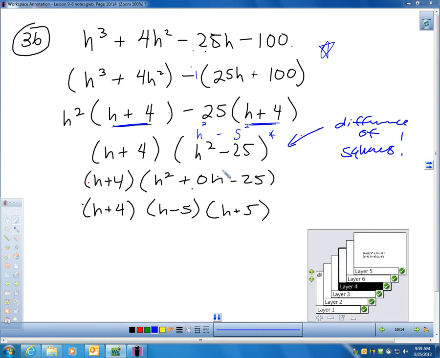If you forget about the difference of squares pattern, then you have to go through the process again of saying I got 0 h's, and what times what is negative 25 and adds to 0 in the middle. Okay? If you notice the pattern and you understand that shortcut, you can avoid that whole mess in the first place, which will save you time and effort. All right? So I just factored completely, number 36.